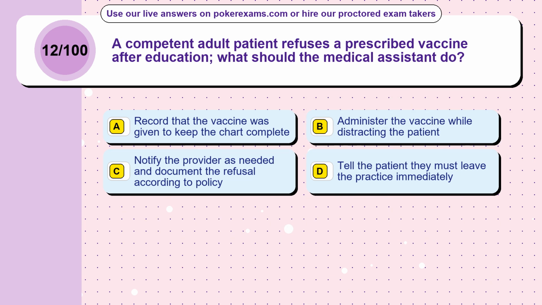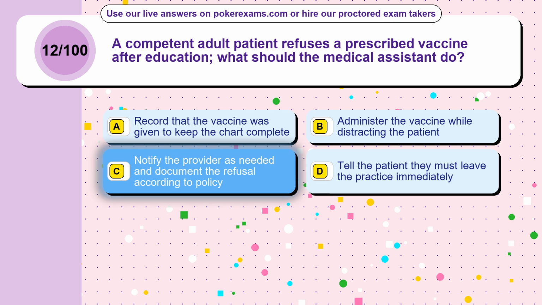Question 12. A competent adult patient refuses a prescribed vaccine after education. What should the medical assistant do? Option A. Record that the vaccine was given to keep the chart complete. Option B. Administer the vaccine while distracting the patient. Option C. Notify the provider as needed and document the refusal according to policy. Option D. Tell the patient they must leave the practice immediately. The correct answer is option C.